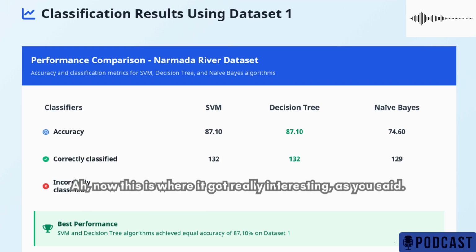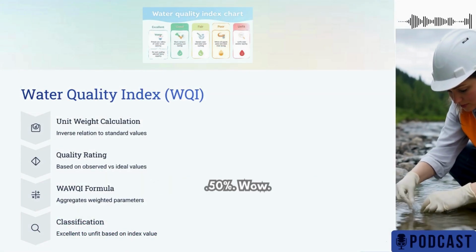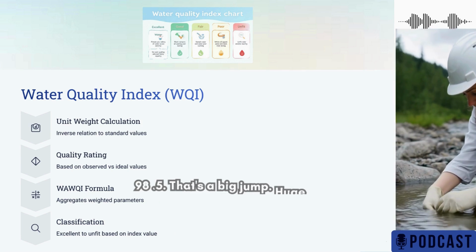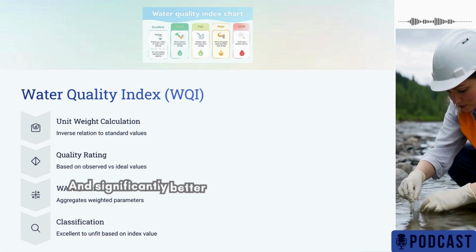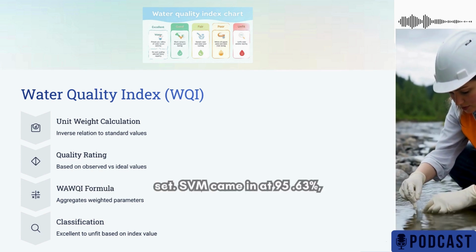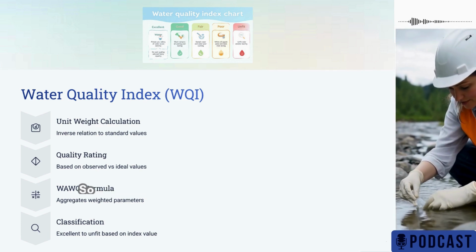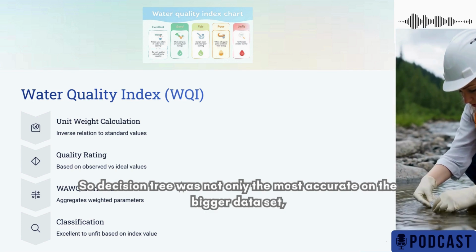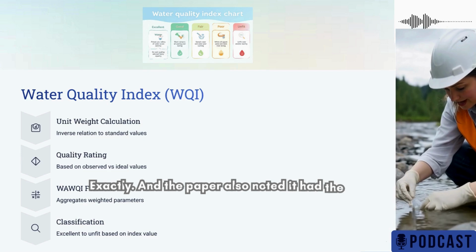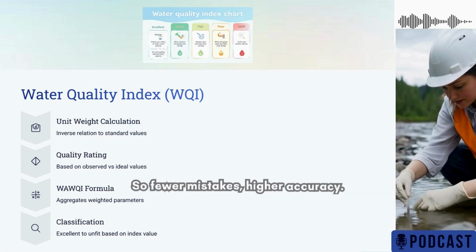Now this is where it got really interesting, as you said. On dataset 2, the bigger, more diverse historical data, the decision tree model really shone. It achieved an accuracy of 98.50%. Wow, 98.5. That's a big jump. Huge jump, and significantly better than the others on this larger data set. SVM came in at 95.63%, and Naïve Bayes was just slightly behind that at 95.17%. So decision tree was not only the most accurate on the bigger data set, but substantially so. Exactly, and the paper also noted it had the fewest misclassifications overall on that data set, so fewer mistakes, higher accuracy.